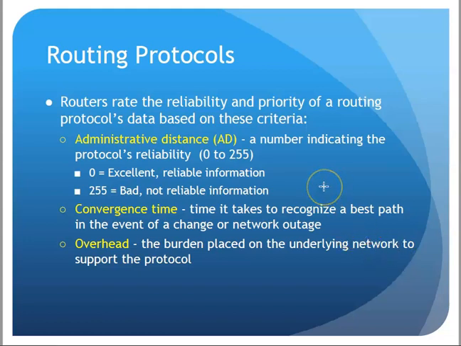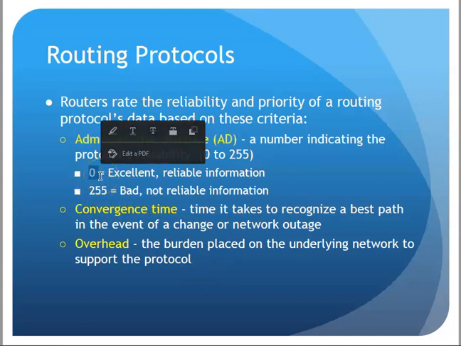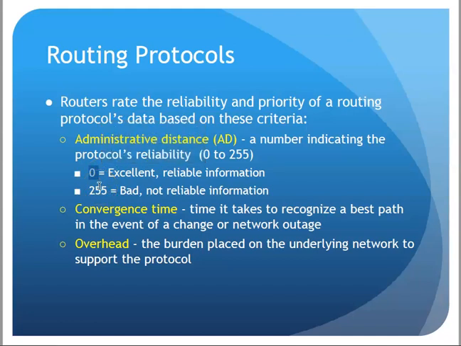Routers rate the reliability and priority of a routing protocol based on these criteria. Each routing protocol is going to have an associated administrative distance with it. The administrative distance is kind of like the reliability or the quality of that link, if you will. If it has an administrative distance of 0, that's excellent. It's like directly connected. You can't go wrong. It's right here. If it has a really high number, that means it's a path that is broken or really, really, really slow. Avoid that. So any routing protocol is going to have an associated administrative distance with it, showing kind of like the reliability of that information.